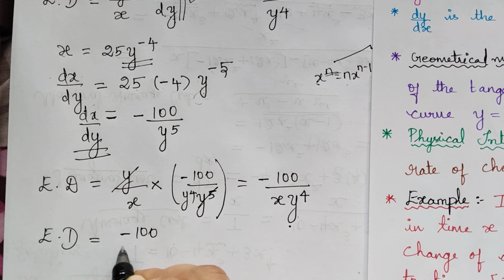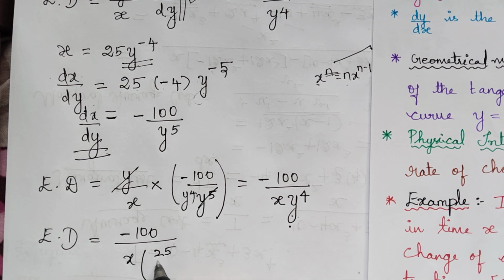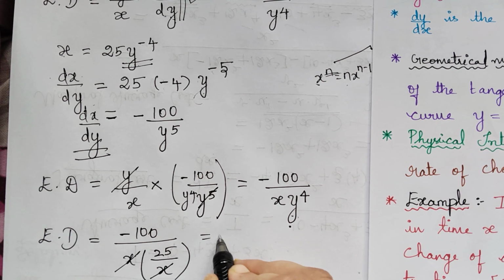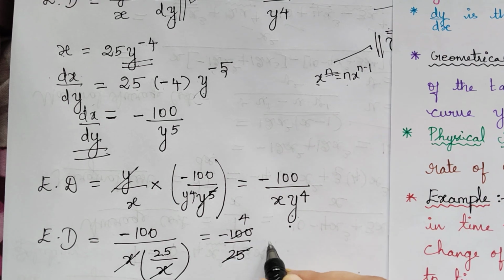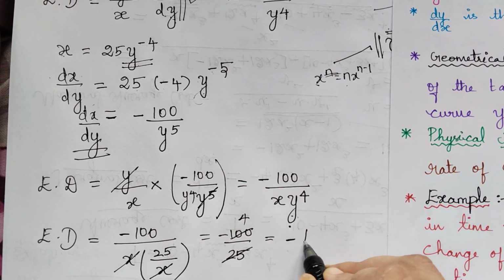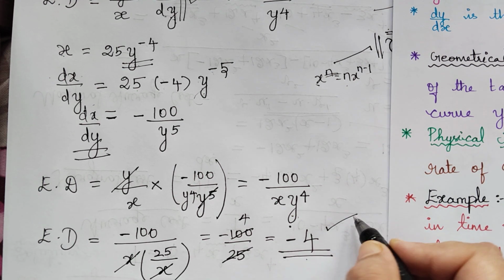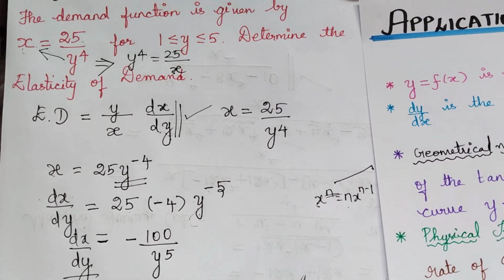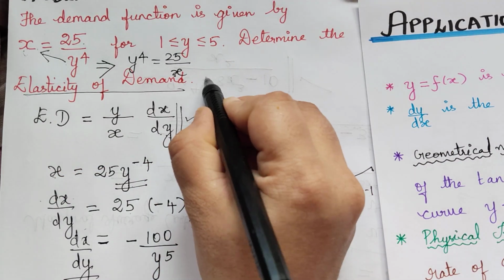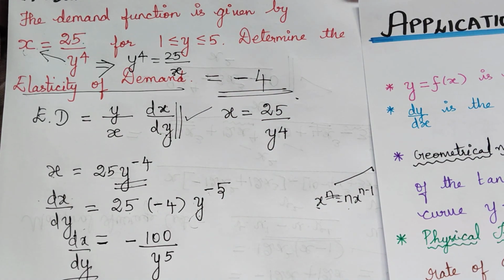Finally the elasticity of demand will be equal to minus 100 divided by x multiplied with y power 4, which is 25 by x. So this x and x get cancelled, and we get minus 100 by 25, which is 4 times, and therefore the answer will be negative 4. So the elasticity of demand is equal to minus 4 for the given problem. Hence we have found the elasticity of demand, which is equal to minus 4. I hope you have understood this problem. Thank you.